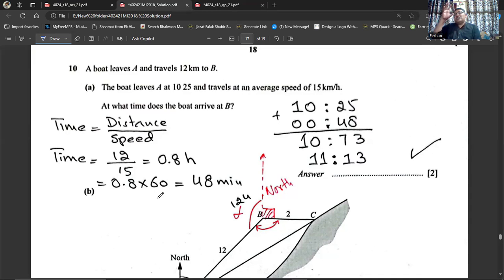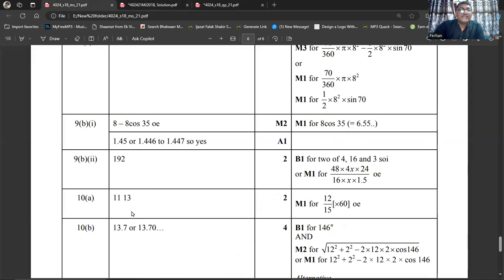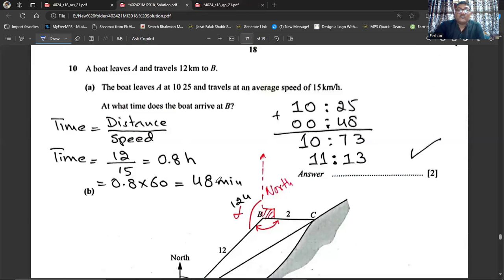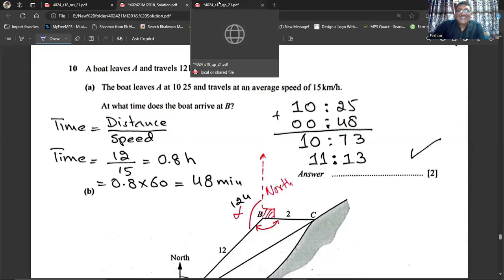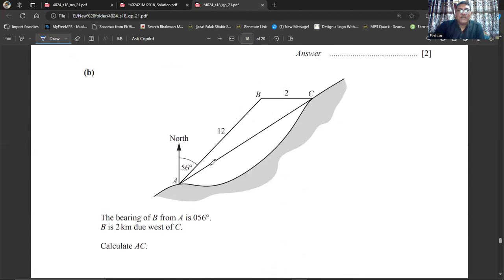So now my departure time is 10:25 and the journey time is 48 minutes. To 10:25, you add 48. So you will get 10:73, but 73 minutes you don't have. So from here, take 60 minutes and add 1 hour here. So you are left with 13 minutes. It is 11:13. So you will arrive at 11:13. So that answer is right. Hopefully you understand these tricks. Okay, so question number 10 is the B part here.